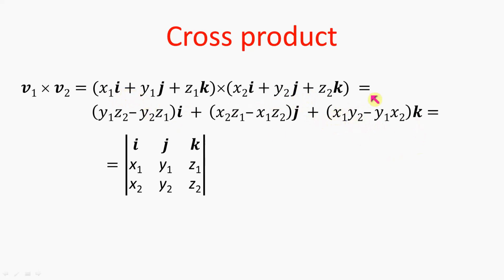And if we continue this and consider all the possible terms, we obtain this nice expression, which can be remembered as a determinant, where the first row contains the i, j, k basis vectors, the second row the 3 Cartesian coordinates of the first vector, and the third row the 3 Cartesian coordinates of the second vector. And this concludes our short section on vector algebra.